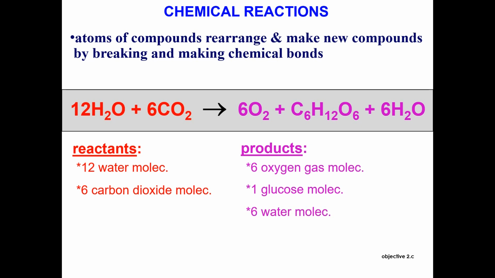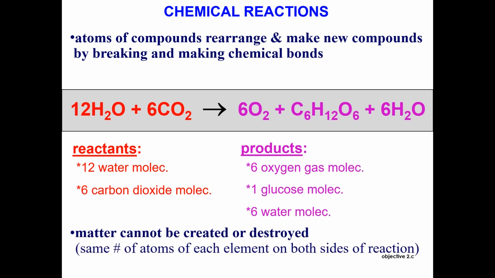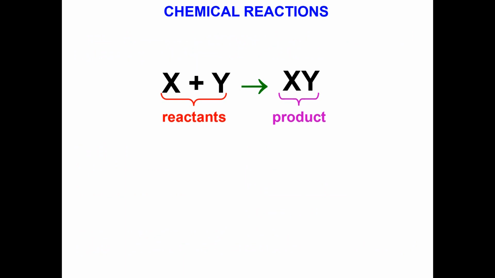If you were to add up all of the hydrogens, carbons, and oxygens that exist in the reactants on the left, you would have the same number in the products on the right. This is important because matter cannot be created or destroyed. Anytime you see a reaction, it's always going to be written this way, with the reactants on the left and the products on the right.